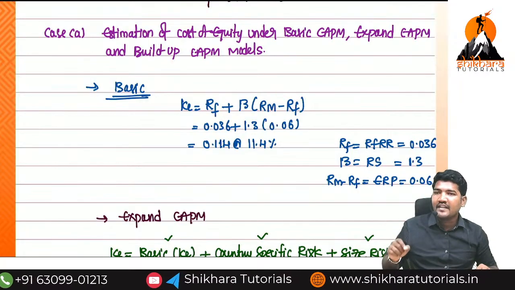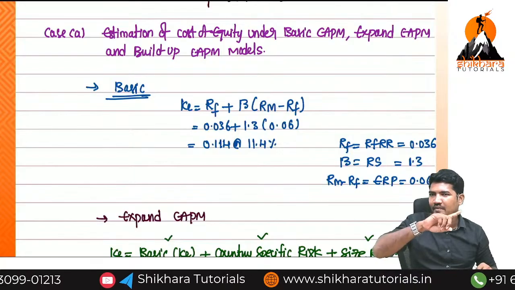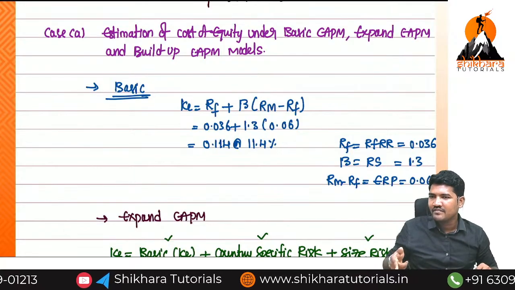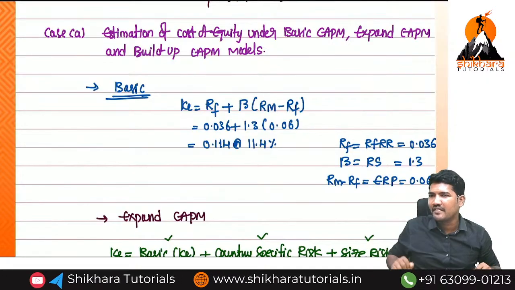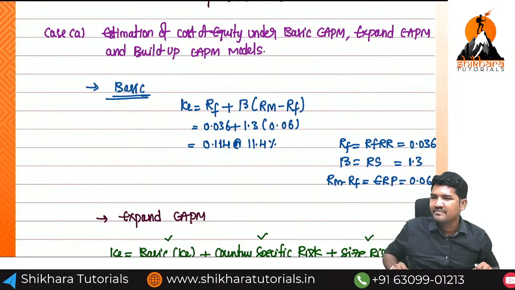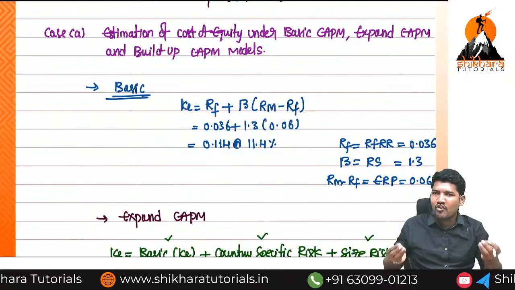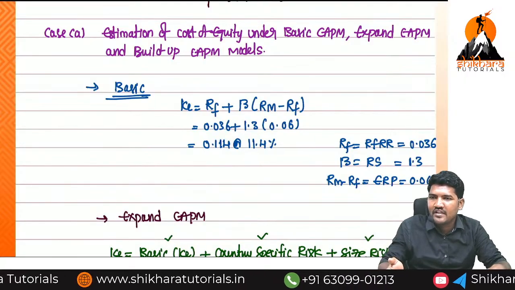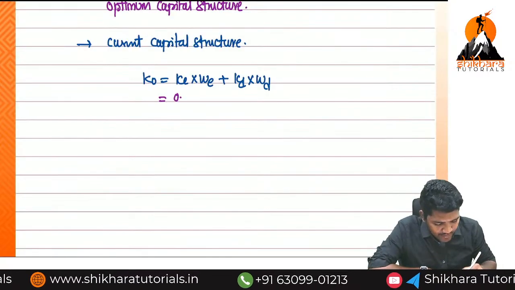If there is a beta, or no beta, two types are there. If there is no beta, build up. If there is a beta, then basic, expand, build up. Which one is appropriate? Expand. Beta is there, no? Clear, sir? It's not an assumption, it's common sense. Now K is directly given as 0.16.